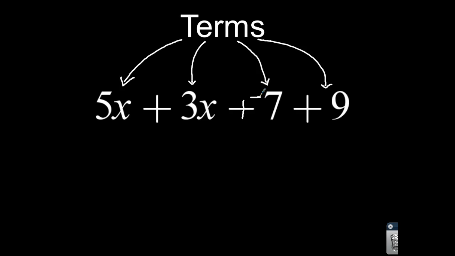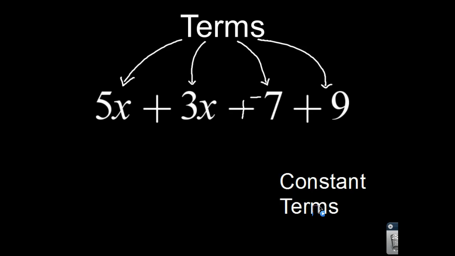Okay? So, when we do this, we need to combine parts that are alike. First of all, let's look at the different parts here. 5x and 3x are both going to be variable terms. That's part of this terms section up here. These are all variable terms. We also are going to have constant terms.